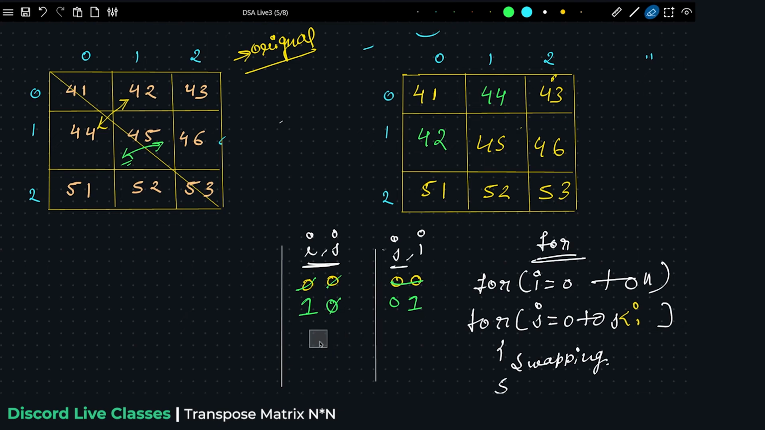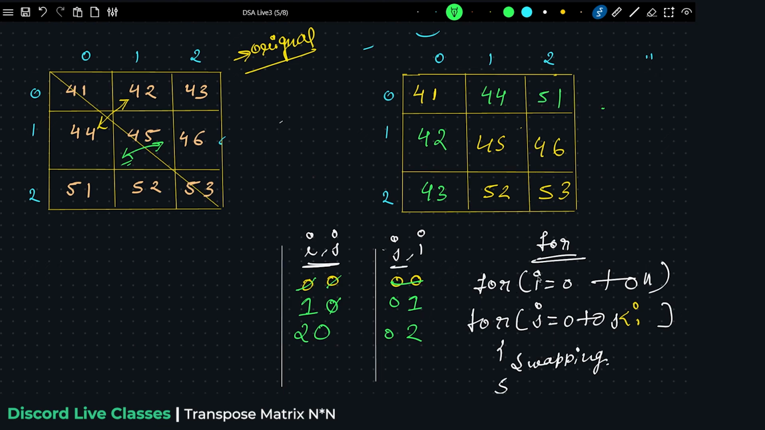So what would happen? Again, the row will change, right? Oh, the row will change. So we will get 2 comma 0 and 0 comma 2. Right, so currently 51 will be swapping with 43, because 0 comma 2 swaps with 2 comma 0. So 43 will be there and 51 will be there.